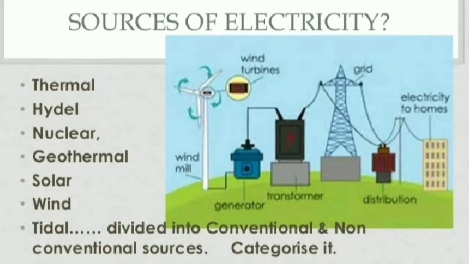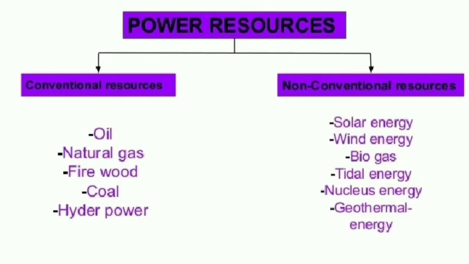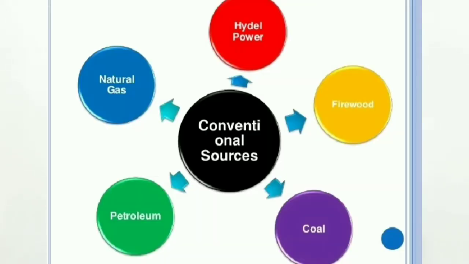Some important power resources which are present on the surface of earth are coal, petroleum, natural gas, solar energy, wind, water energy, etc. These power resources are generally classified into two types: conventional power resources and non-conventional power resources. So now we are going to study about these two types of resources in detail. First of all, we are going to discuss about conventional power resources.